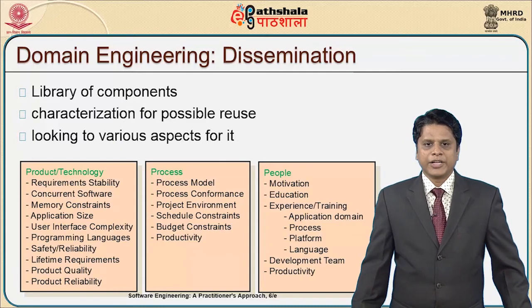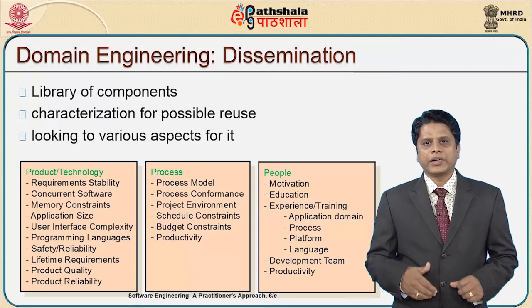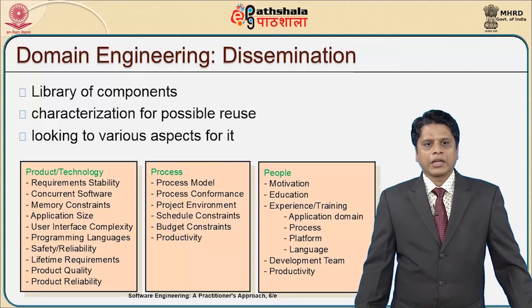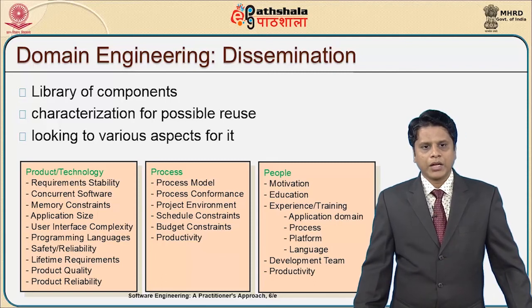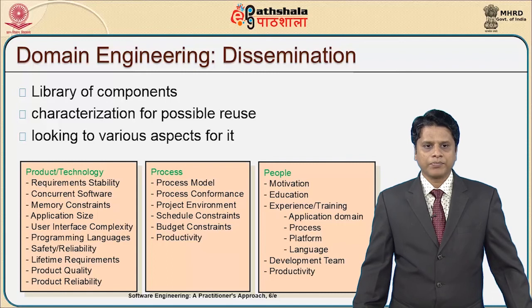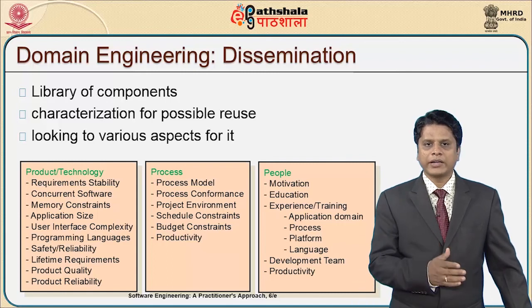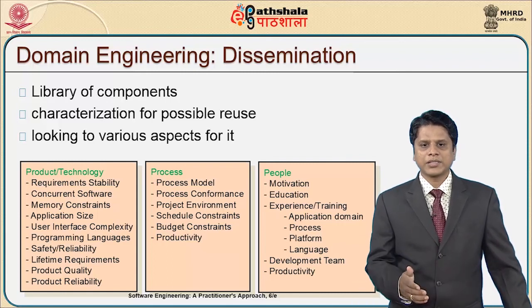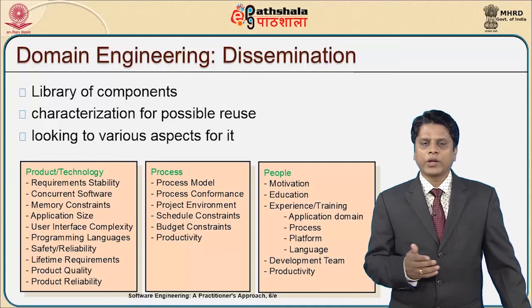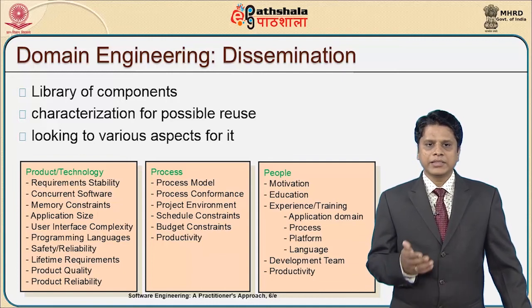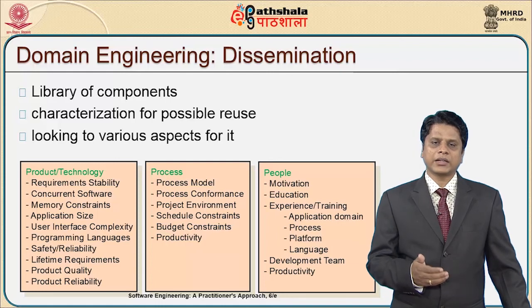Domain engineering dissemination is part of the deployment model. This has a library of components and has characterization for possible reuse, looking at various aspects, starting from product and technology to process to people. If you look at these three P's, this domain engineering dissemination looks at different perspectives.